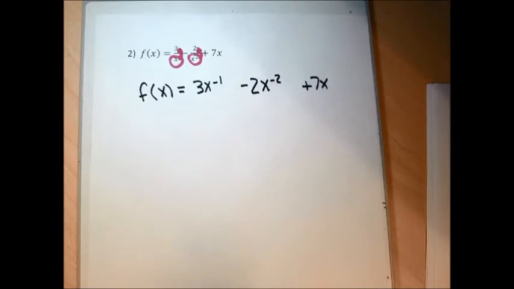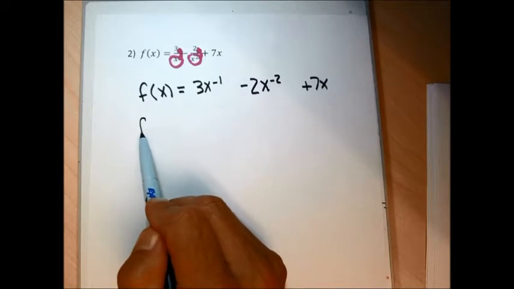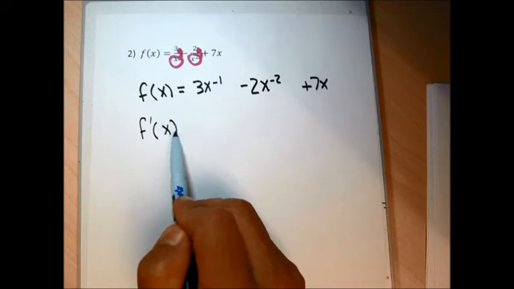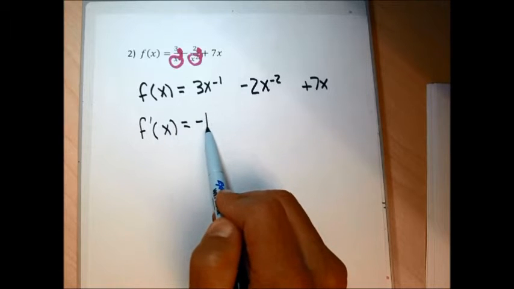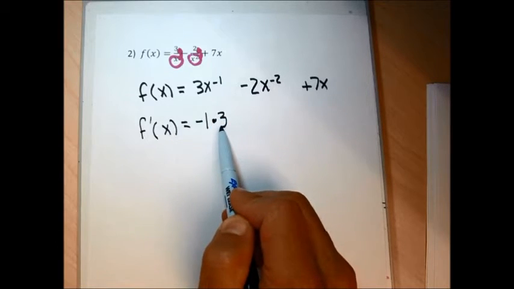Now that I have the 3 individual terms written without fractions, I can go and take the derivative. So for the first derivative, I'm going to multiply the negative 1 by the 3 and get a negative 3.